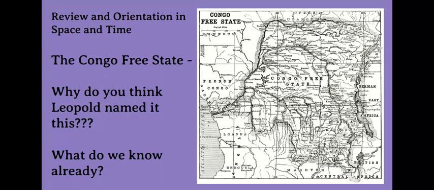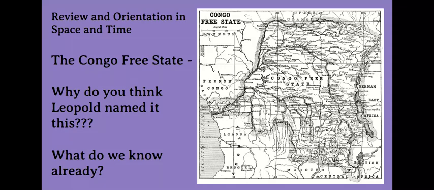The question you have to ask is, why do we think Leopold named it this? And I think that the historical record is clear. He named it this to fool other people. He was pretty clear about what he was doing. The people on the ground were pretty clear about what they were doing. But it was a way to prop up his reputation to other people.